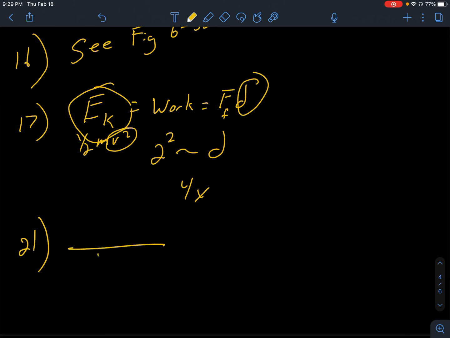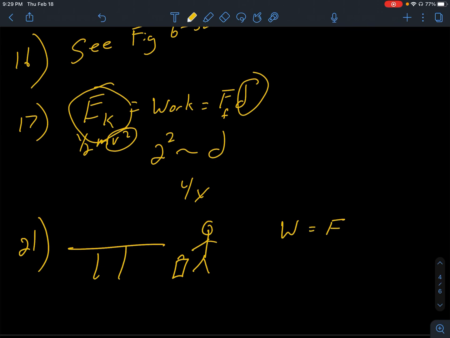Number 21, suppose you lift a suitcase from the floor to the table. So that's pretty easy. You have a basic table and you have some kind of suitcase, I don't know, with a little hook here. And you're going to lift it. So it's almost like a multiple choice question. The work you do on the suitcase depends on which of the following.